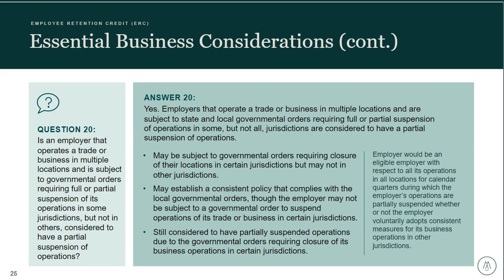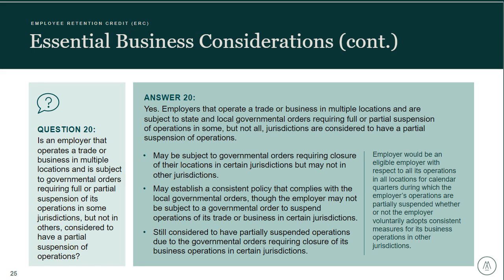May an establishment have or establish a consistent policy that complies with local government orders, though the employer may not be subject to governmental orders to suspend the operation of its trade or business in certain jurisdictions? So again, that employer may have restrictions in California, and we would be looking to see, did they have similar restrictions in Florida, where arguably you don't have the same government suspension of operations or limitations. So ultimately, the business is still considered to be partially suspended in its operations due to the government orders requiring the closure of some operations in some jurisdictions but not others.